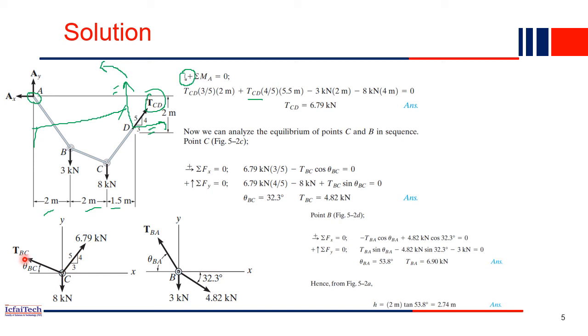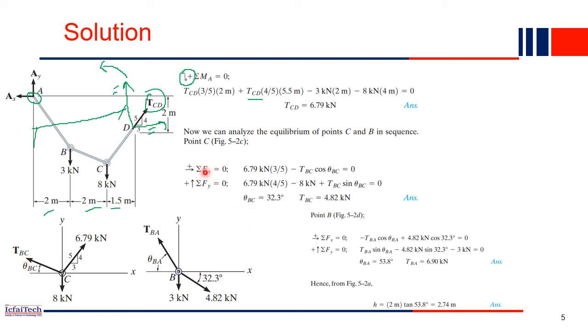So the unknowns are TBC and this angle, theta BC. Whatever angle this line is making is also unknown to us, and we have to find it. So theta BC and TBC are unknown. Here also we have two unknowns, and from this joint we can write two equations, so we can easily compute the two unknown values.